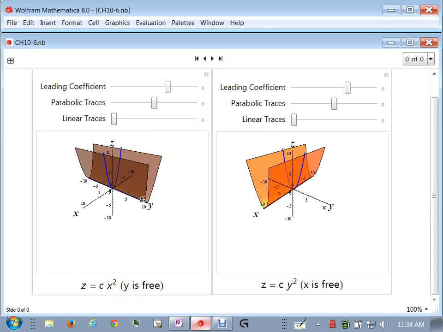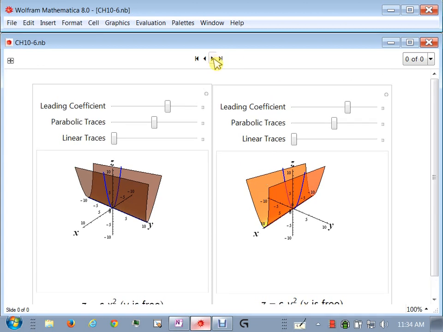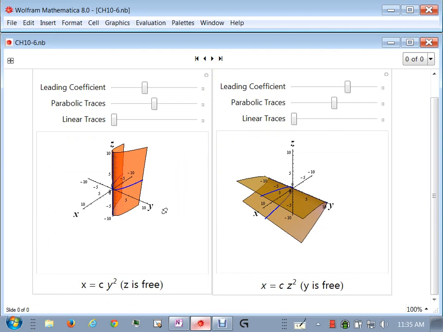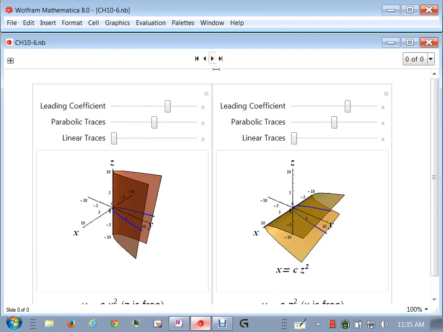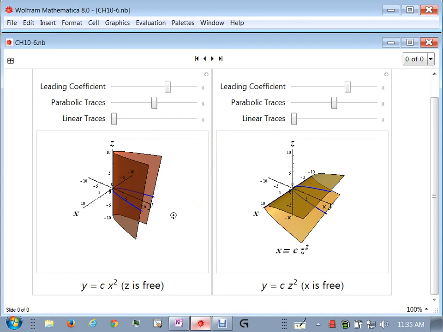If Y is free, we come down this axis. If X is free, we come down this axis, right? What if Z is free? We could make it go up or down that way also. Okay, so those are parabolic cylinders. Oh, here they are, right here. See, I can make it go up and down like this, letting Z be free. I can make it go sideways like this if Y is free. Another one with Z being free. So there's lots of different variations of a parabolic cylinder, right?